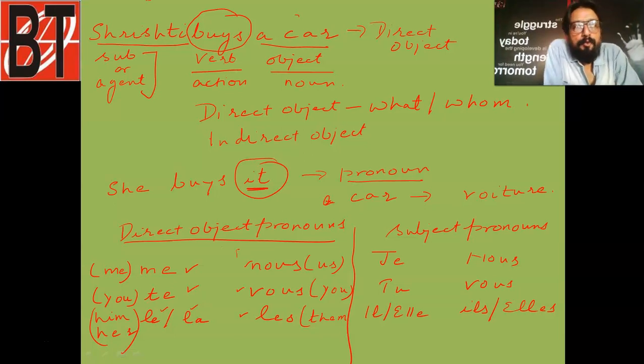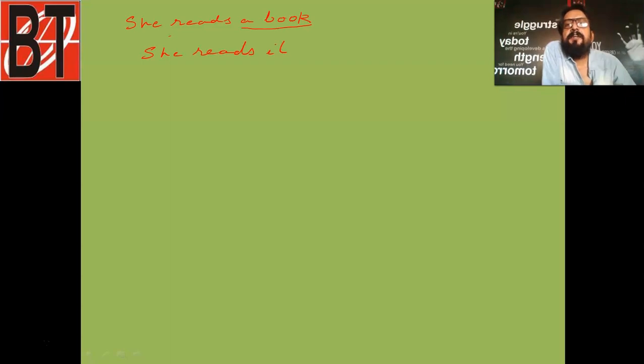Now how to use these object pronouns? Let us understand using a few examples. For example, she reads a book. Now look at this sentence. If I change this, instead of book, I can also write she reads it, right? So when I say she reads it, what is this it? It is a book. Book in French, you know, is livre, and livre is masculine. So she reads it.